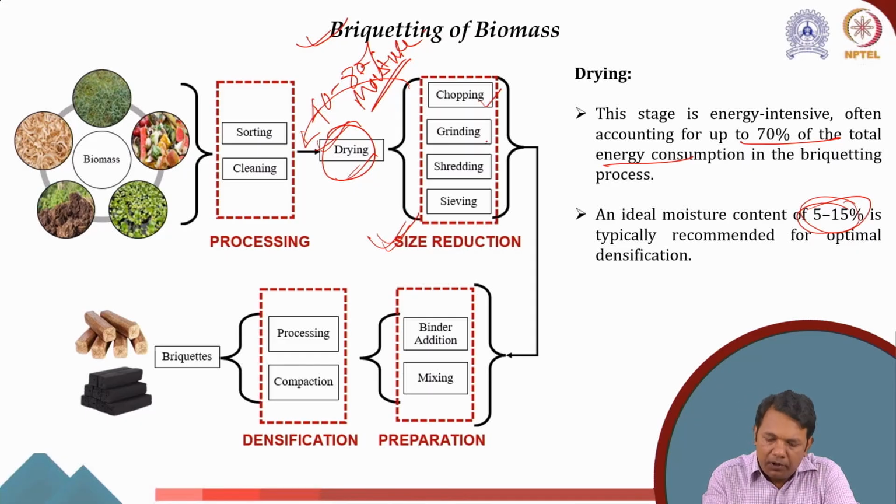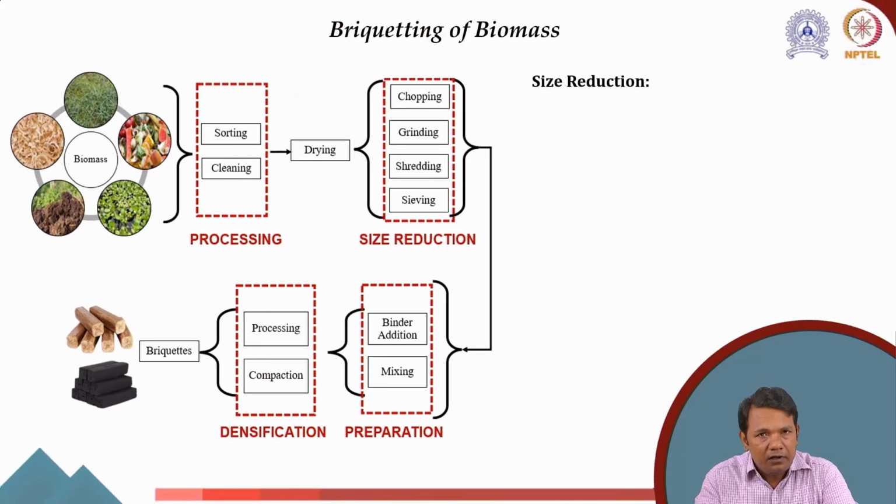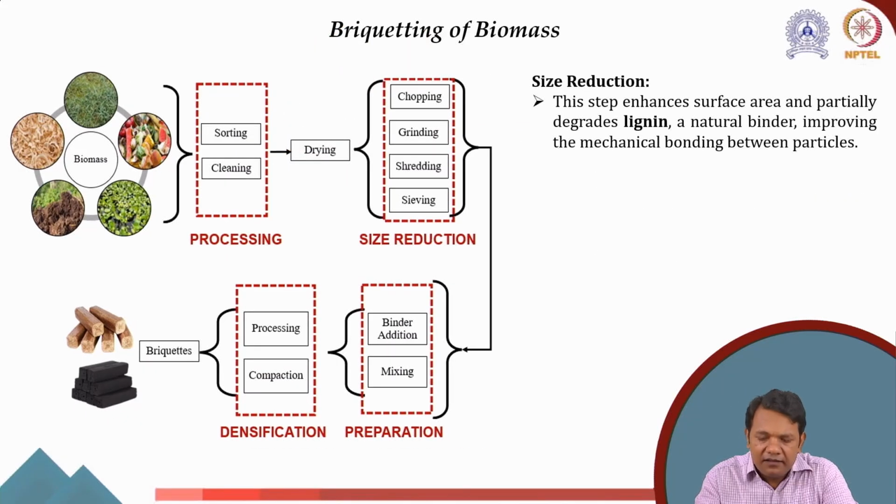Particularly you need choppers, grinders, shredders, and then a sieving unit, of course, because you need uniformity in size. So if I talk about size reduction, it enhances the surface area, as I told you in the beginning, and also degrades lignin partially. Now lignin is a binder which holds the cellulose and hemicellulose together. So if it degrades lignin, it improves the mechanical bonding between the particles.